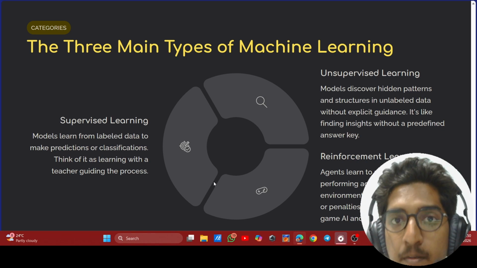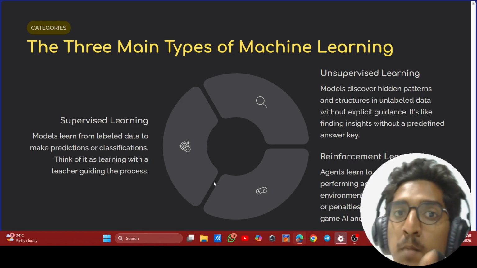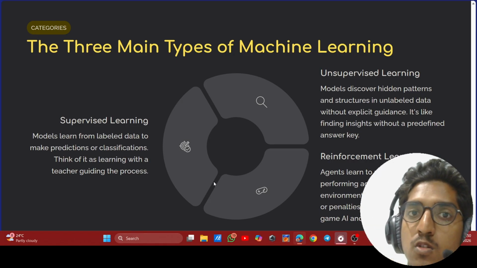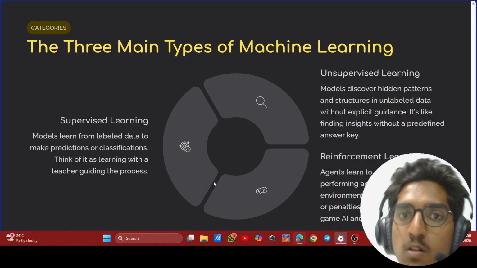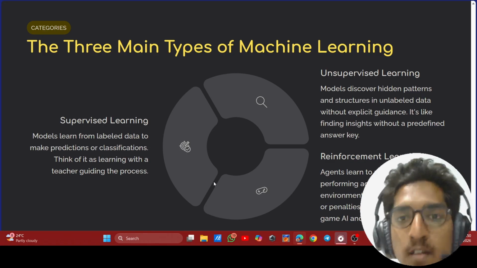And then this same data is given to the machine learning model. By this data, the machine learning model gives the output. So this is nothing but supervised learning. Okay. Now next we'll be moving to unsupervised learning.